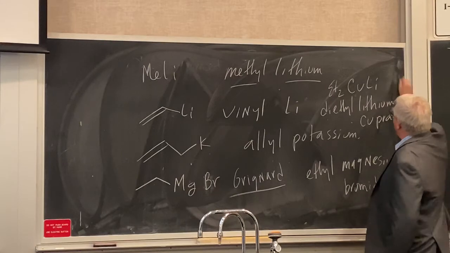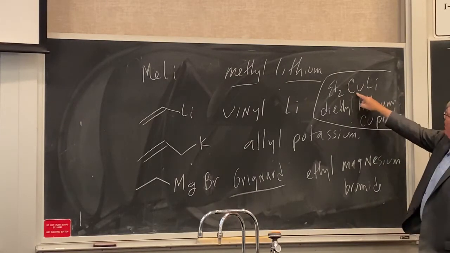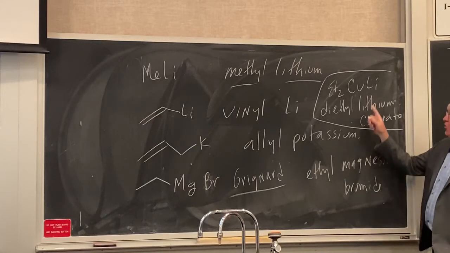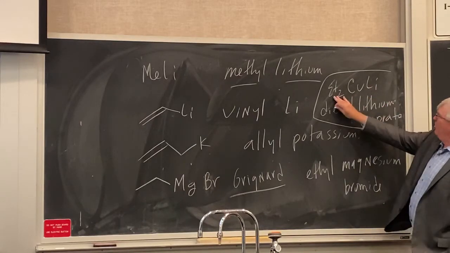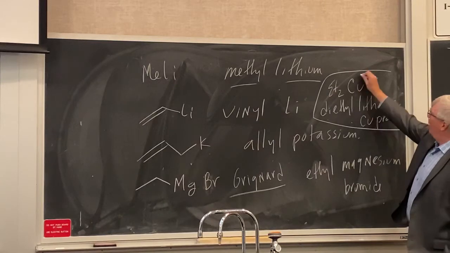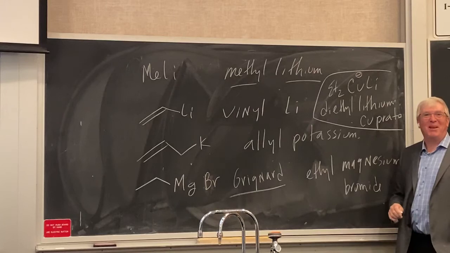And these are kind of funny, right? Because we have two metals there, the lithium and the copper. So we'll have to look at that structure a little more carefully. Two metals together. Well, actually, the two alkyls are on copper, and overall, the copper has a negative charge. That looks kind of funny, doesn't it? A metal with a negative charge.